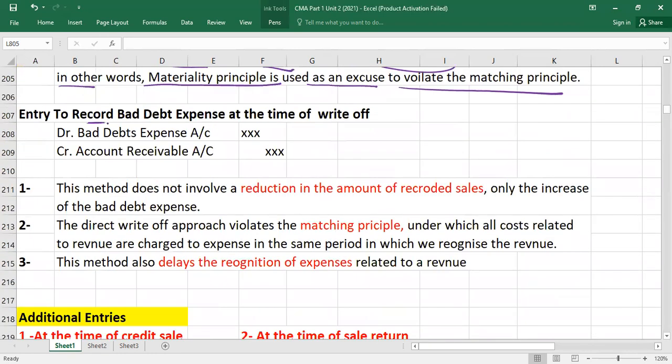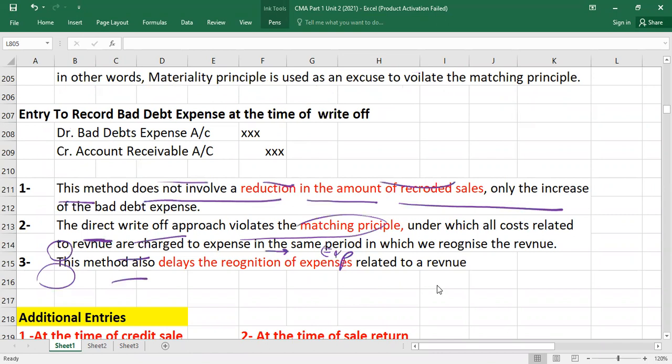So what is the entry? Obviously, here no allowance is created. You only have to record the expense at the time of occurrence of the event. So you record bad debts expense at the time of write-off, when you are sure this guy is not going to pay you the money. You debit bad debts expense and credit accounts receivable. Done? At the time of write-off, we are recording the expense in the income statement. So now these three notes are important.